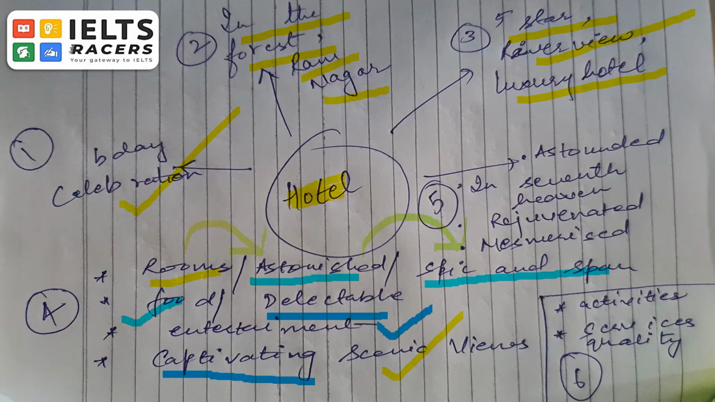When you prepare notes like this, the vocabulary section won't be missed by you. At least 7 to 8 words I noted here, and I will be using these words in my cue card. So you will remember this, yes, I can say this word with this. Now the last thing I am covering here is how I felt about the hotel. I was astounded. I was in seventh heaven. I added the idiom. I was rejuvenated or mesmerized. So these things will help you in using efficient vocabulary.